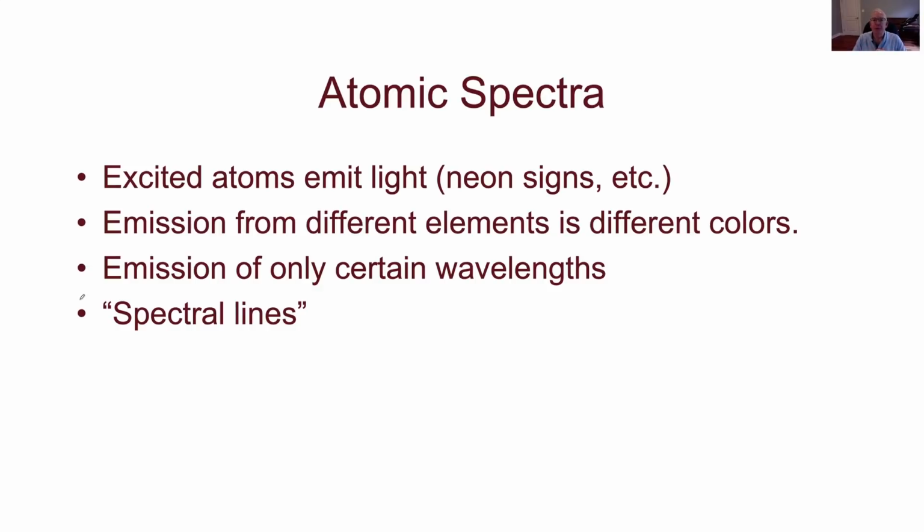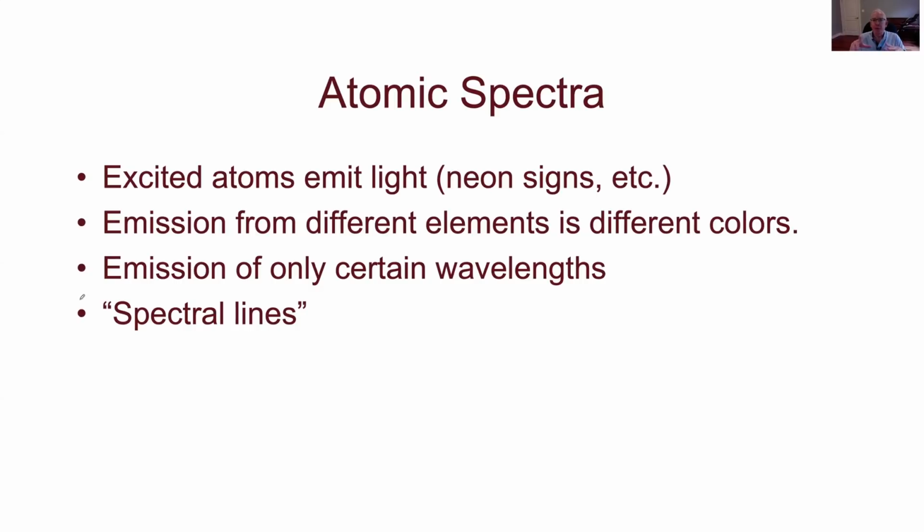You're familiar with this in the form of neon signs, among other things, right? A neon sign, like a beer sign in a bar or something like that, the different colors of light that come in there are made by filling the tubes of the sign with different kinds of gas. So emission from different elements is in different colors. So you see different colors of light emitted based on what element is actually present in the sample that's emitting the light. Any particular element then is only emitting certain wavelengths.